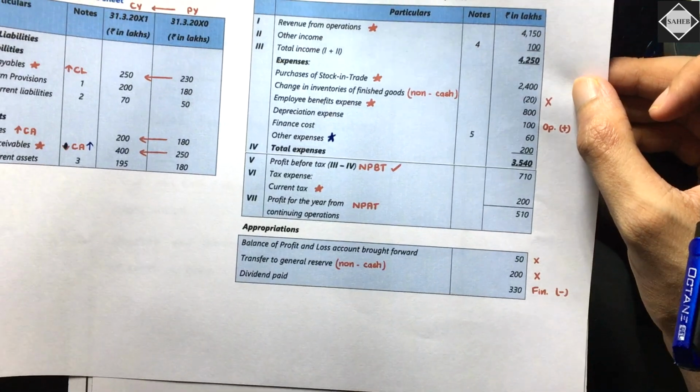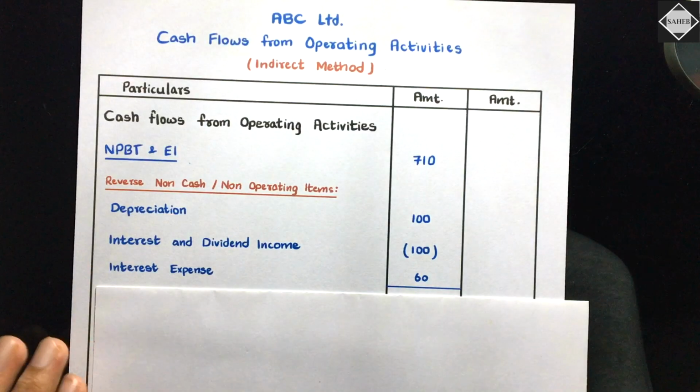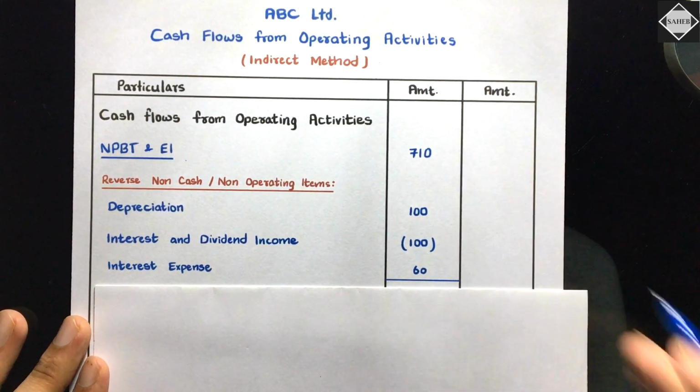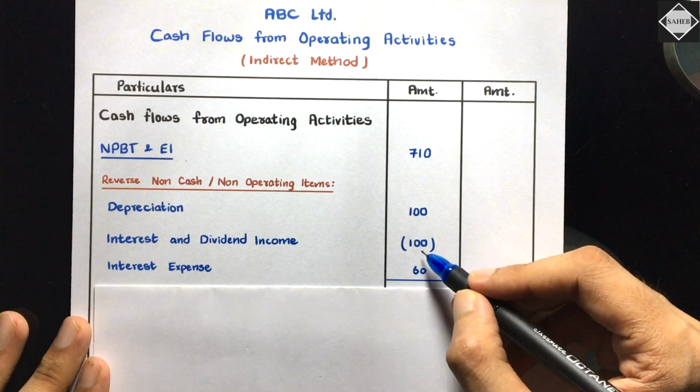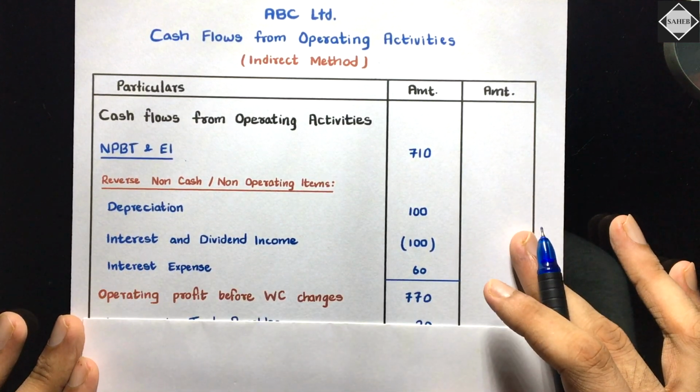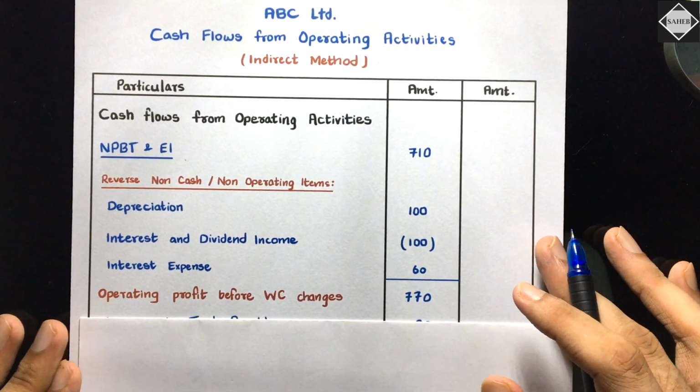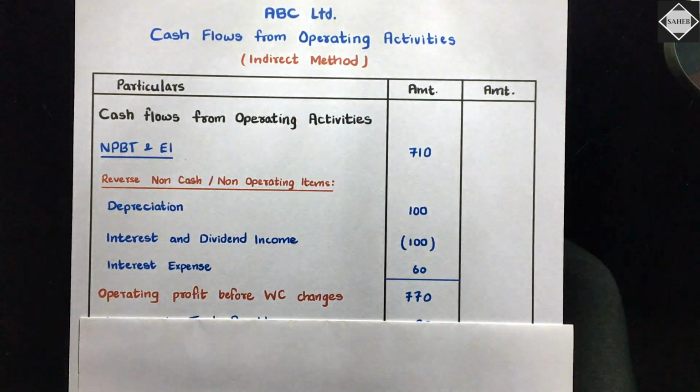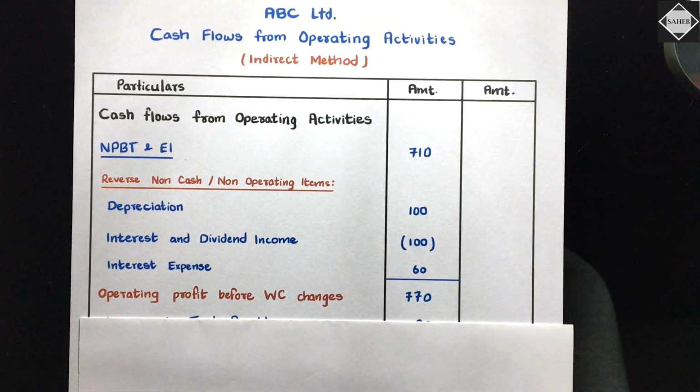Fine. Everything else is operating only. So now what we're going to do, we'll just make a sum. 710 plus 100 minus 100 plus 60, that's equal to 770. This is called operating profit before working capital changes. Then what do you do? You do working capital changes, right?